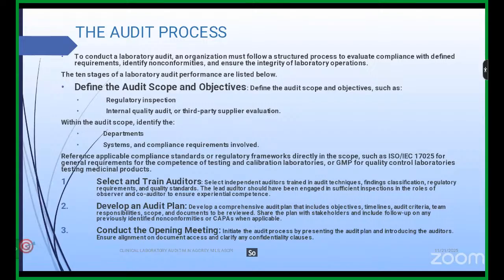So after defining the scope, we need to select auditors and also train them, because you are going to train them on specifics. So these auditors need to be independent and trained in audit techniques. They need to be trained on findings classifications. They need to be trained on regulatory requirements and also quality standards.